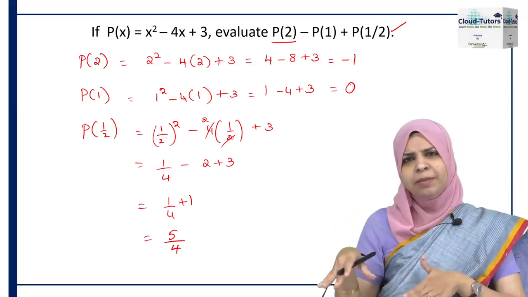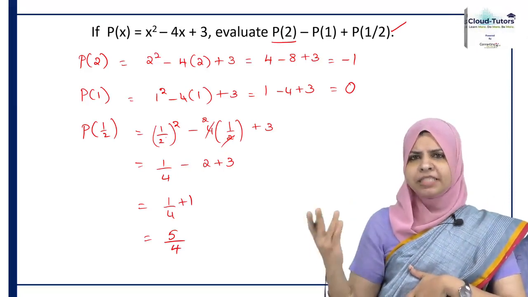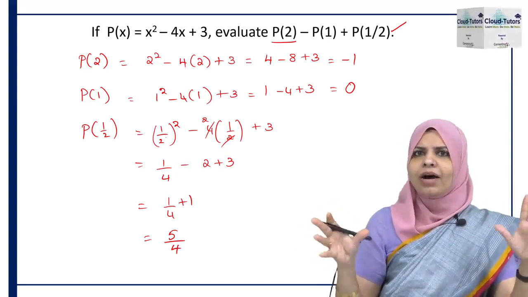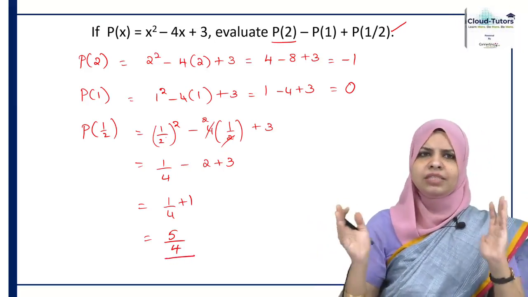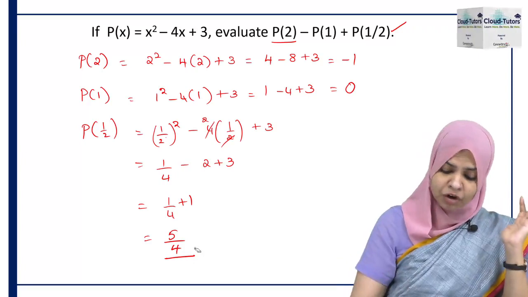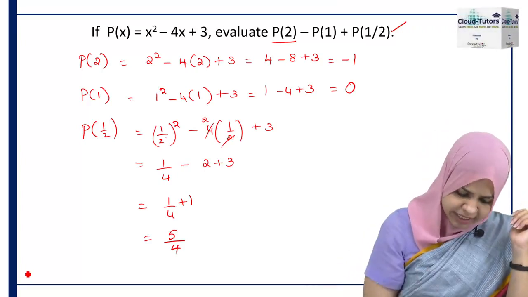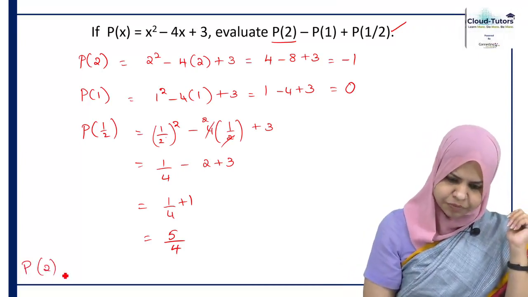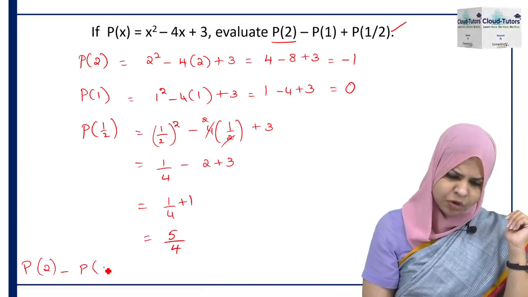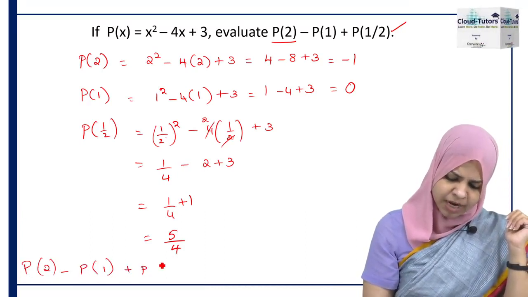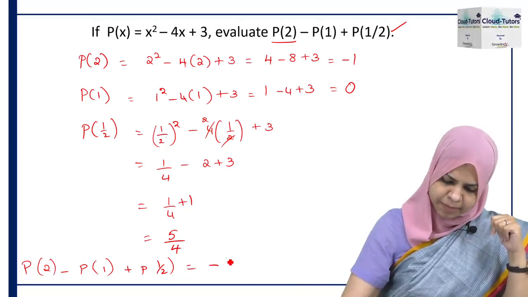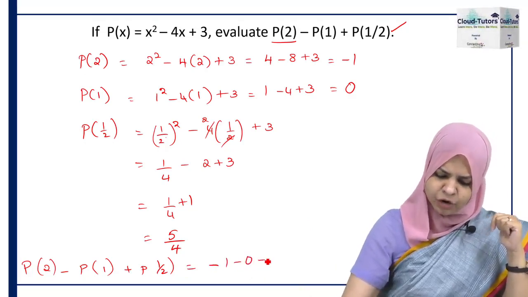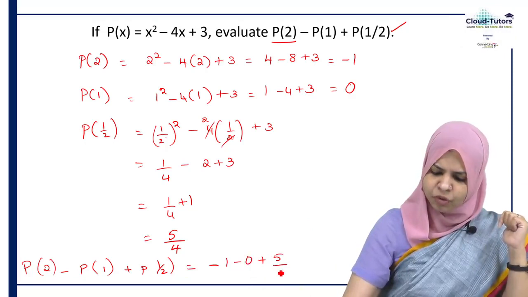You can further simplify it by keeping it in a mixed fraction or in the form of a decimal point, but whatever it is, this is your answer for p of half. Now we have to substitute that, right? P of 2 minus p of 1 plus p of half. Let's substitute the answers here. So you get minus 1 minus 0 plus 5 by 4.